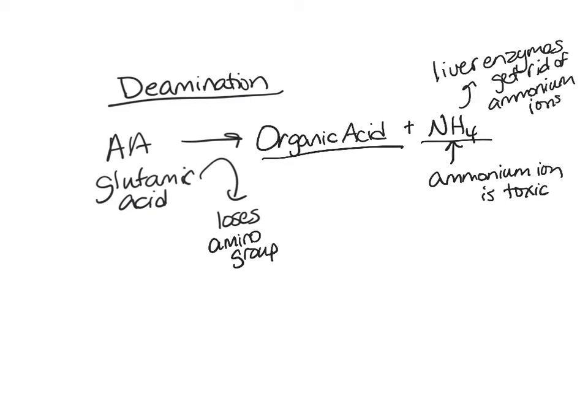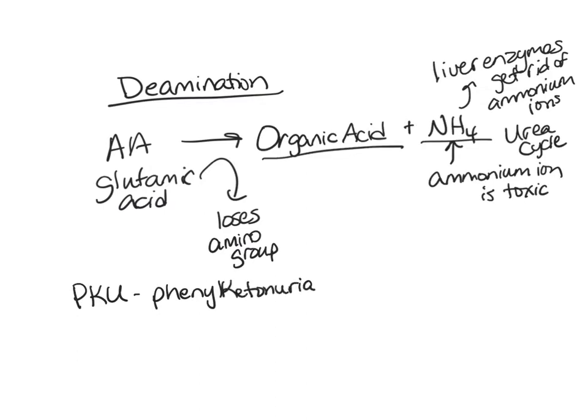They're going to do that in that next cycle, which is called the urea cycle. So there is a genetic disorder that I want to talk to you about. It's called PKU, or in other words, phenylketonuria, PKU.